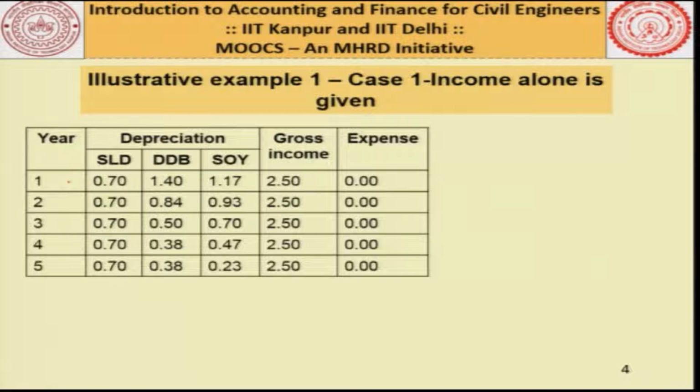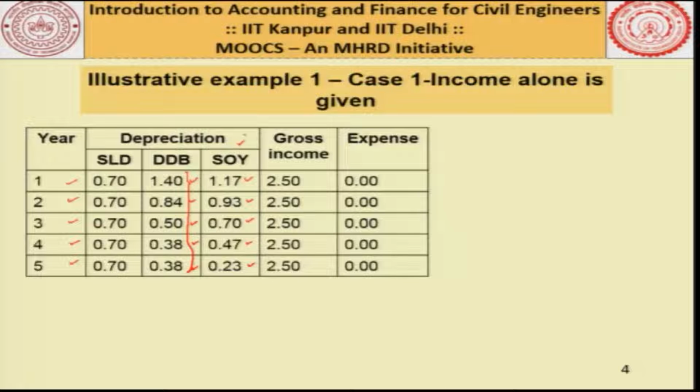As I told you, in the straight line method I am getting the same depreciation, 0.7, 0.7, 0.7, 0.7 and 0.7, every year for 5 years. How do I calculate the double declining balance method? You can see the depreciation every year is changing, unlike the straight line method. Even in the sum of years digit method, the depreciation every year is changing.